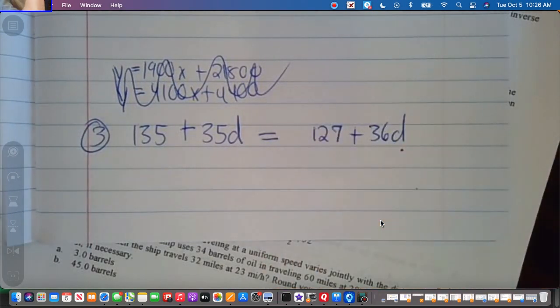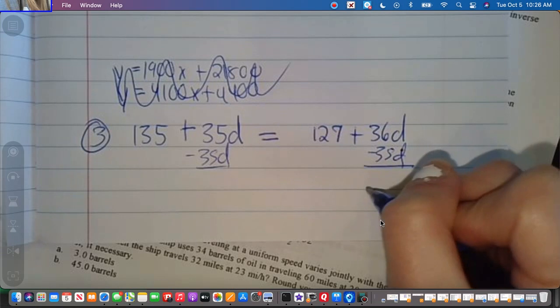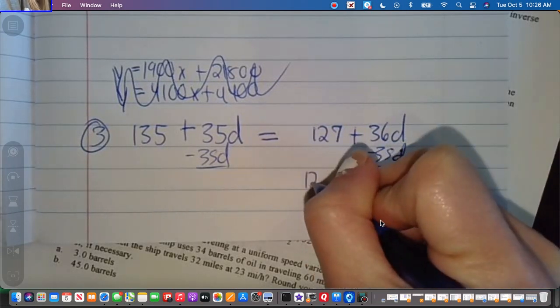And you subtract the 35D. That's nice because those actually go to 1D already.